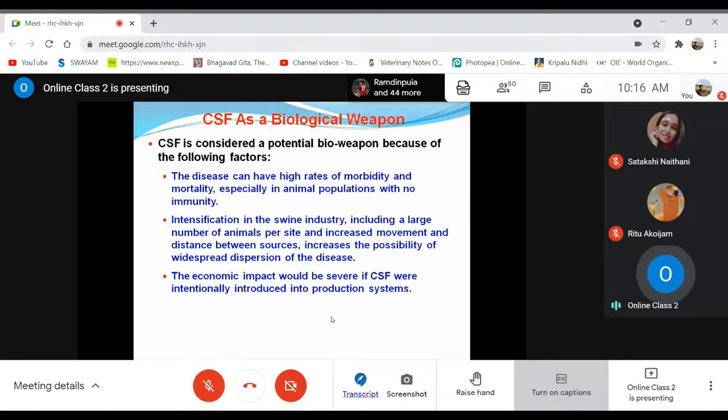Now, one thing I would like to mention is that last time I mentioned it in rinderpest. When we talk about morbillivirus in the disease rinderpest, we talk about something about the biological weapon.